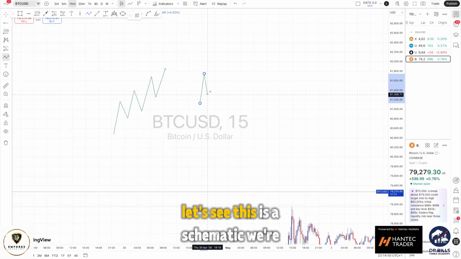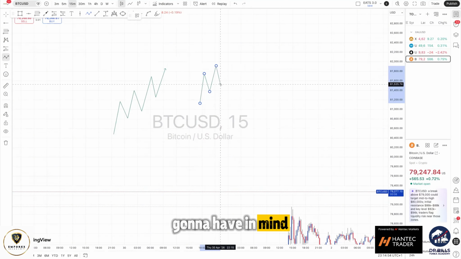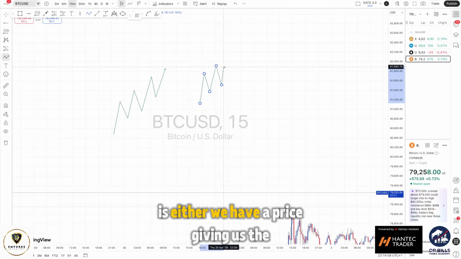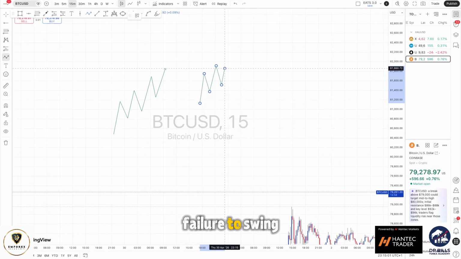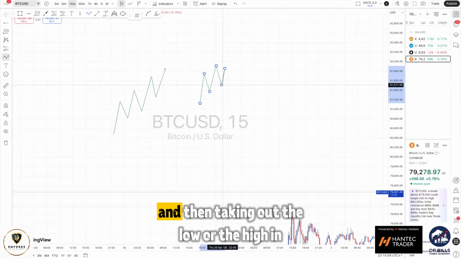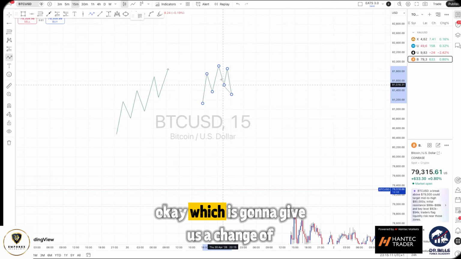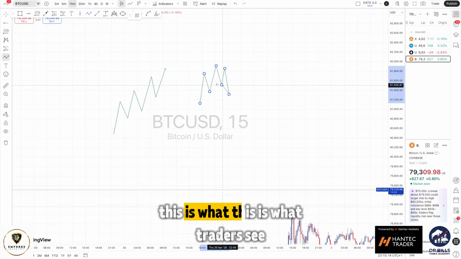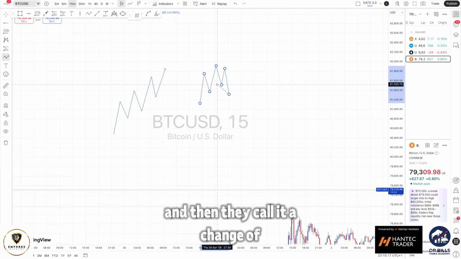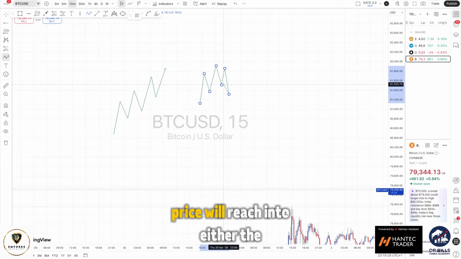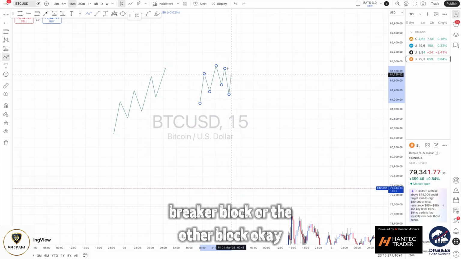This is the schematic we're going to have in mind. Let's say price fails to take out this high. Two things can occur. Either we have price giving us the failure to swing and then taking out the low or the high in a downtrend that led to that failure to swing, which is going to give us a change of character. This is what traders see, and they call it a change of character when price creates a failure to swing. In most cases, price will reach into either the breaker block or the order block.